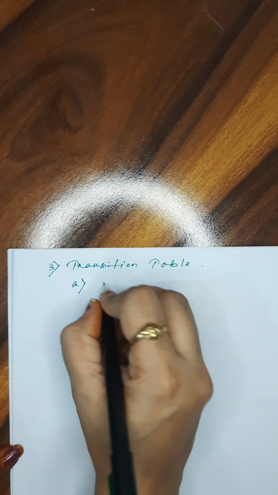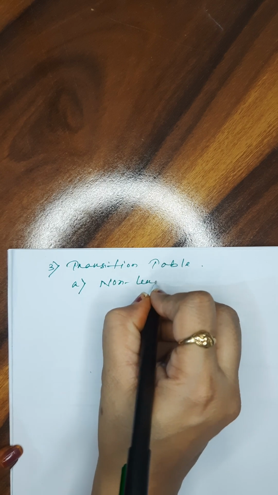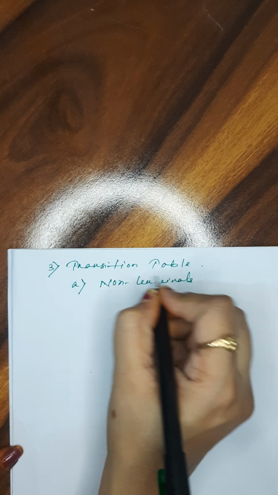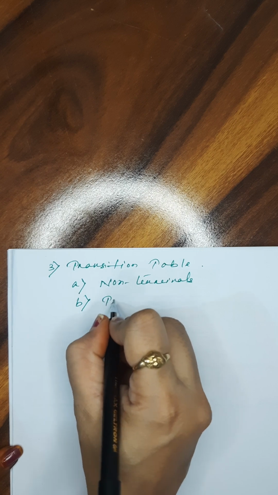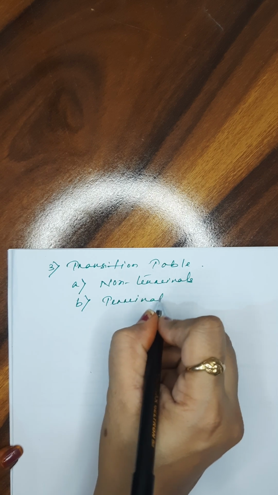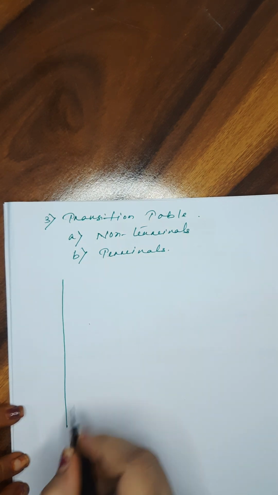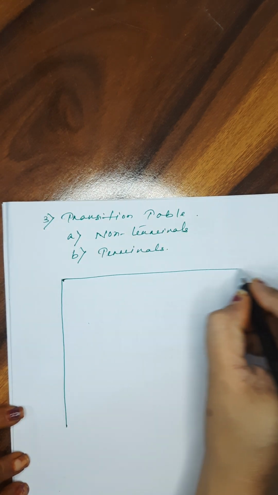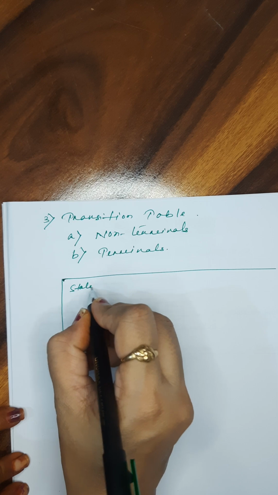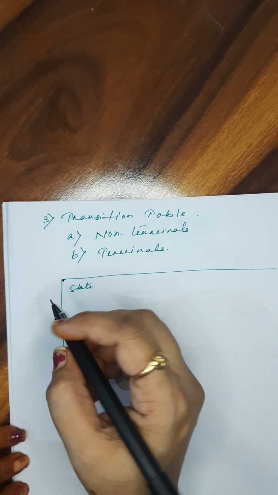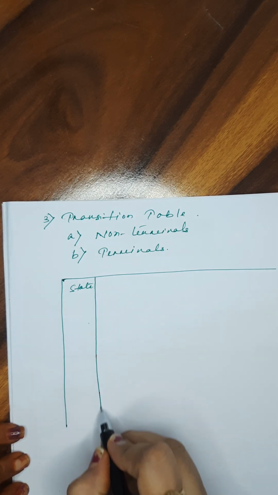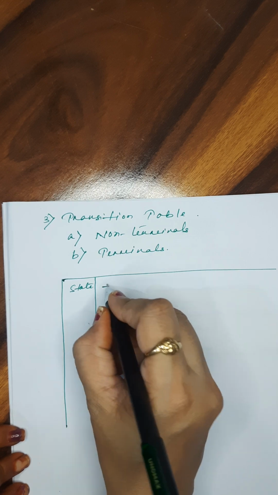First, it will contain the non-terminals. It will also contain the terminals. So how to construct the table? Now we will see. We will construct the table, so the table will contain the states, that means the item sets I0 to I11, and all the terminal symbols, that is plus.